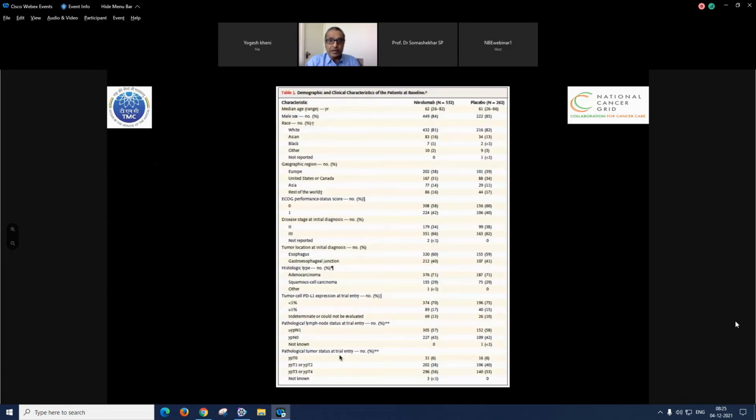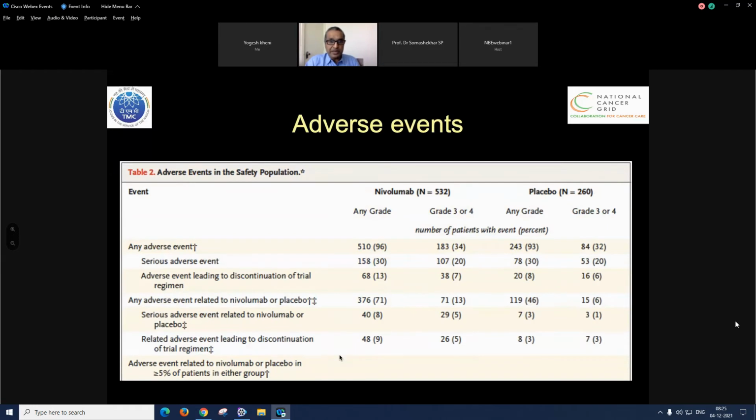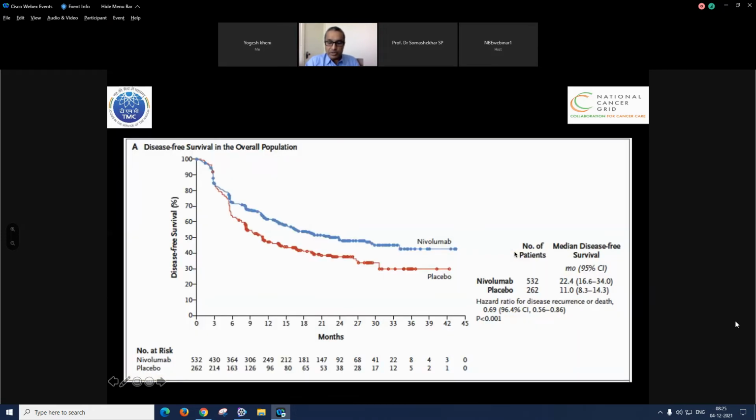Very similar demographic and clinical characteristics as expected. Adverse events overall were not very different between the two groups, and some of those which were related to immunotherapy were higher, as you might expect, in the immunotherapy arm.